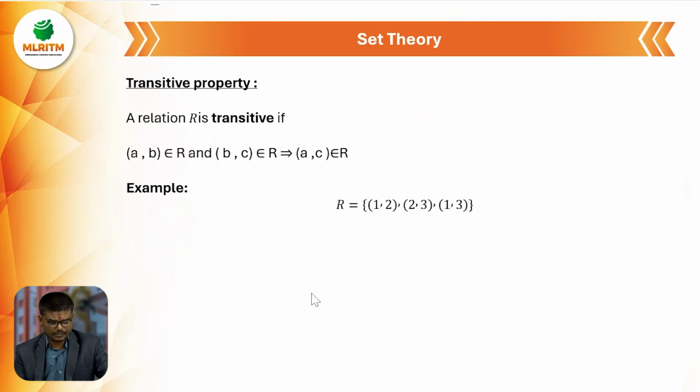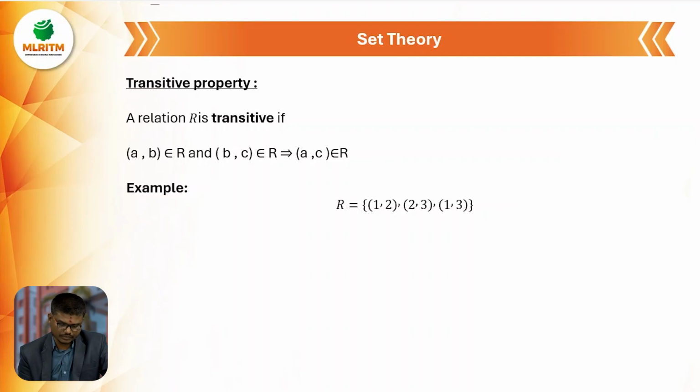So the last property is the transitive property. A relation R on set A is transitive if it satisfies: (a, b) belongs to R and (b, c) belongs to R, then (a, c) belongs to R, for all a, b, c belonging to A. So set A equals {a, b, c}.